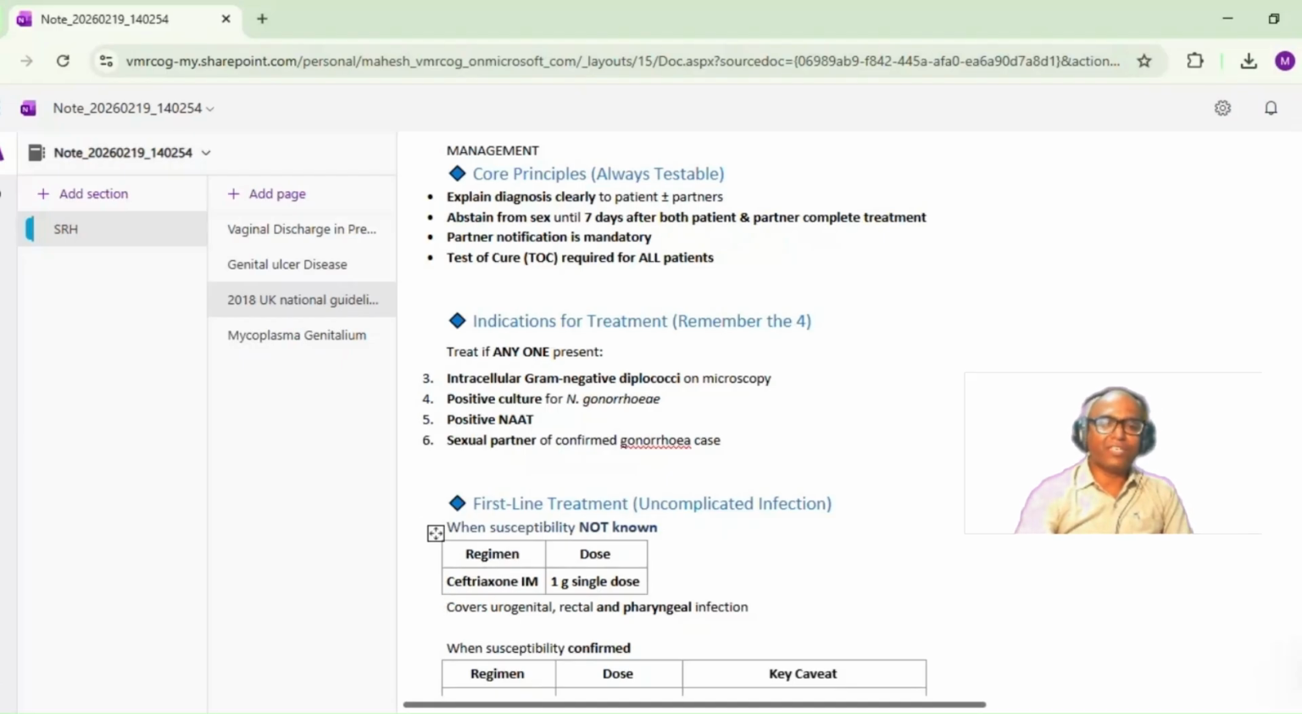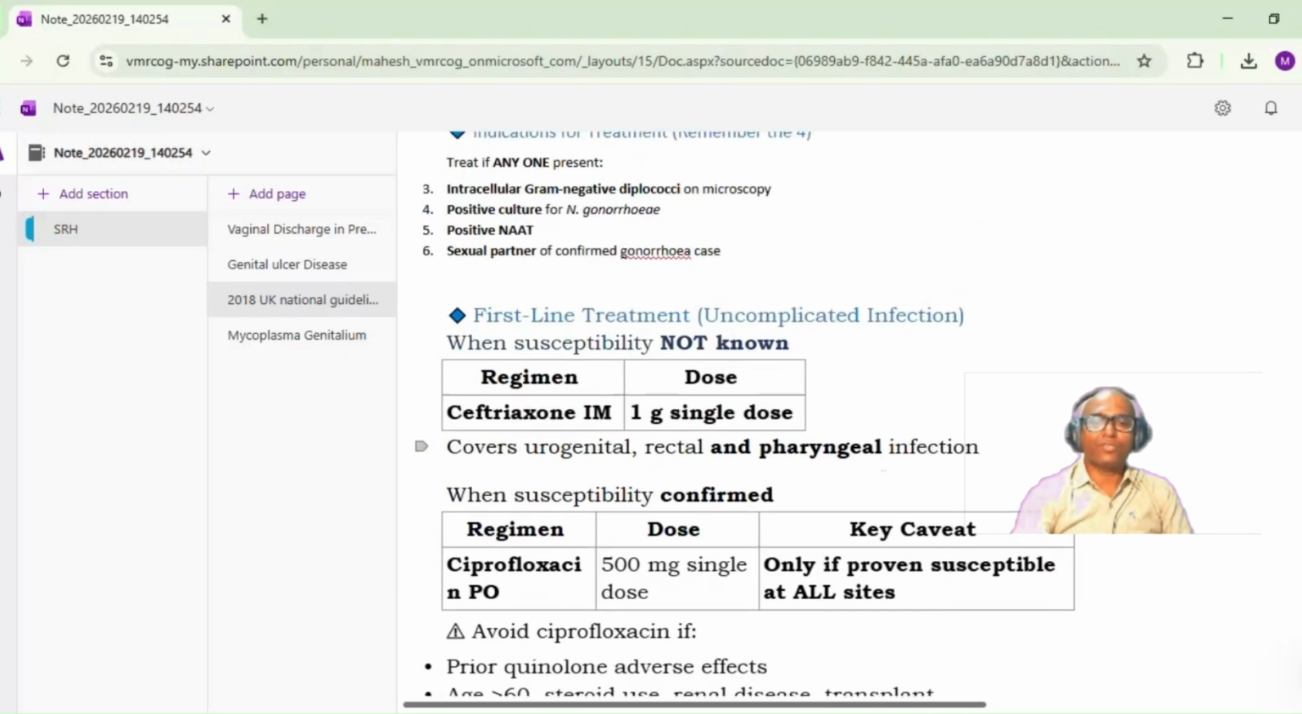What is the first line of treatment? The first line of treatment is ceftriaxone, that is 1 gram single dose. Ceftriaxone 1 gram single dose, okay, intramuscularly. It will cover the urogenital, rectal, and the pharyngeal sites. So it will cover multi-site infection. Ceftriaxone 1 gram single dose. And along with that, we have to advise abstinence for 7 days after completion of the treatment for both the partners.